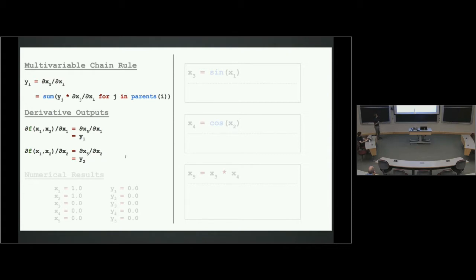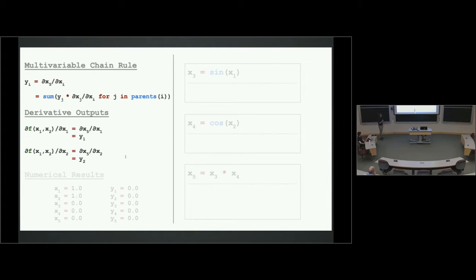We're going to refer to our partial derivatives with respect to inputs, the partial derivative of the total output, which George calls x5, as our adjoint variables, and we're going to denote them with y.